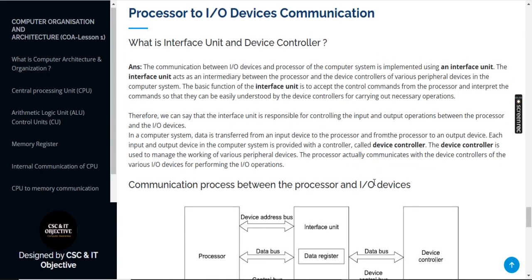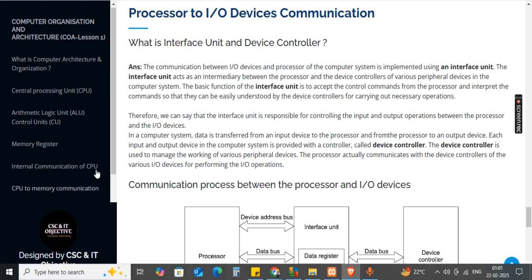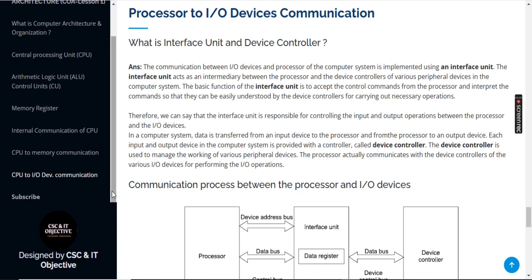Processor to input-output device communication. What is an interface unit and device controller? The communication between input-output devices and the processor of the computer system is implemented using an interface unit. The interface unit acts as an intermediary between the processor and the device controller of various peripheral devices in the computer system.